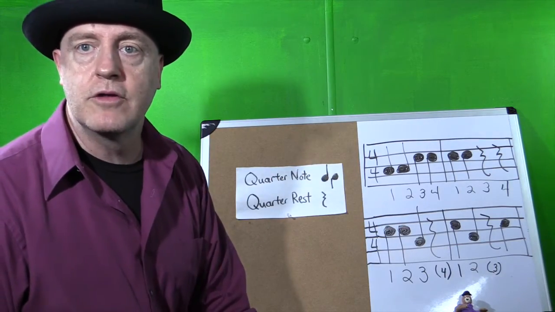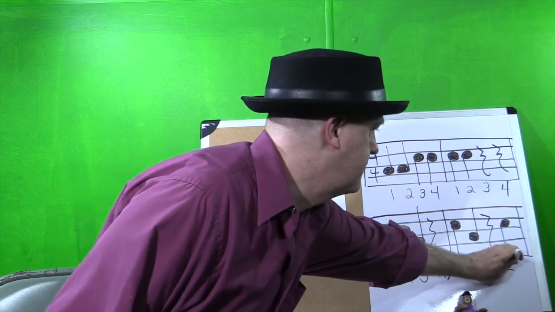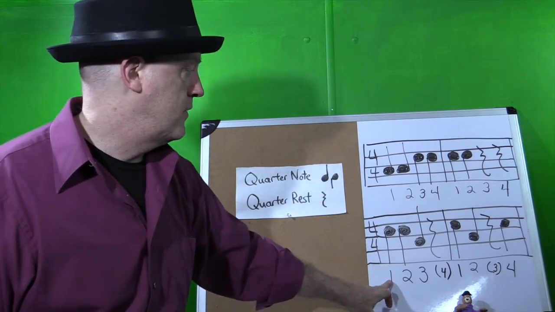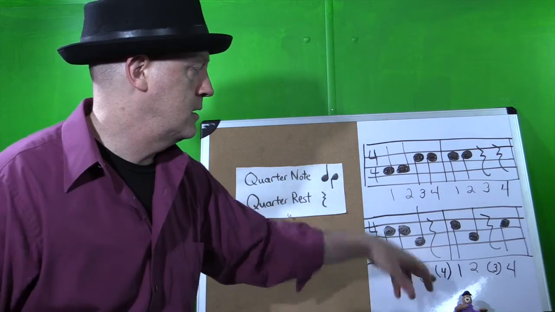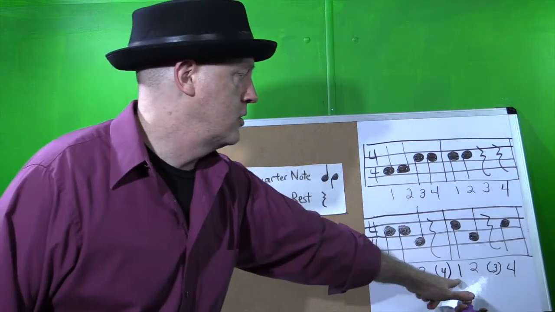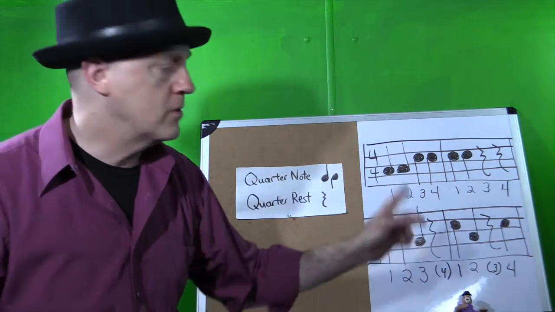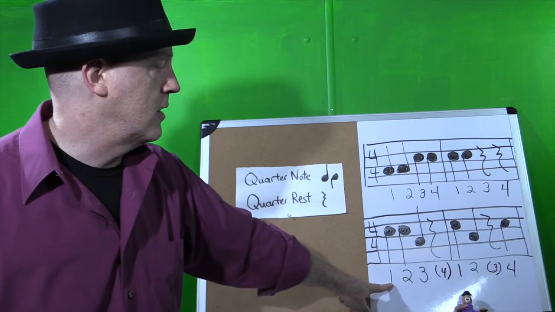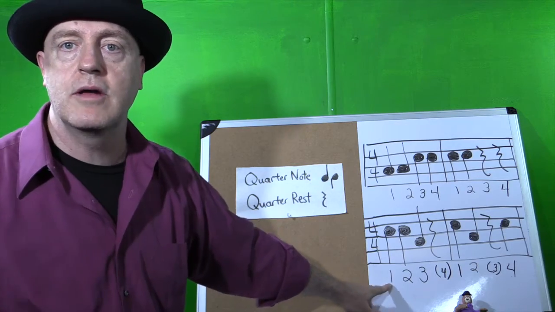And then on the next beat, we have another quarter note. So on beat 4, we have a quarter note. Alright? So we have quarter notes on 1, 2, 3, a rest on 4, quarter notes on 1 and 2, a rest on 3, and a quarter note on 4. Alright, so let's try this out. Here we go. I'm going to clap this rhythm. Go ahead and clap and count it with me.